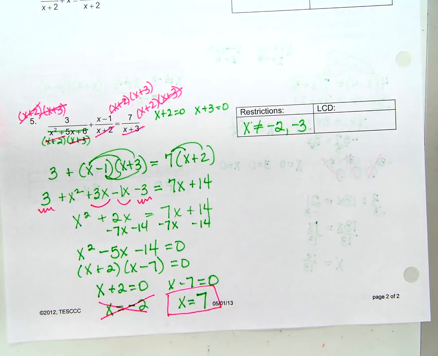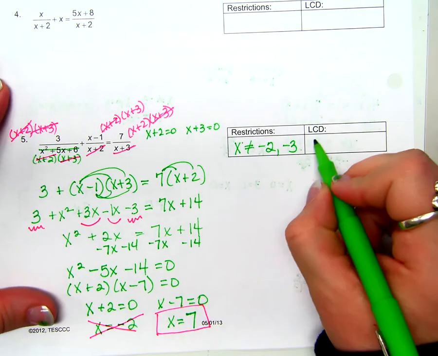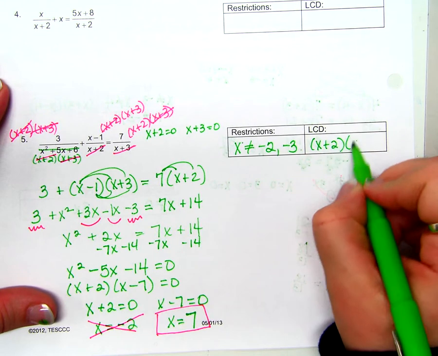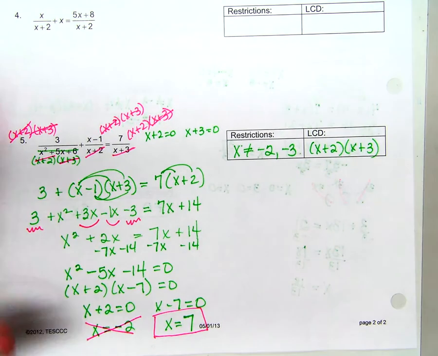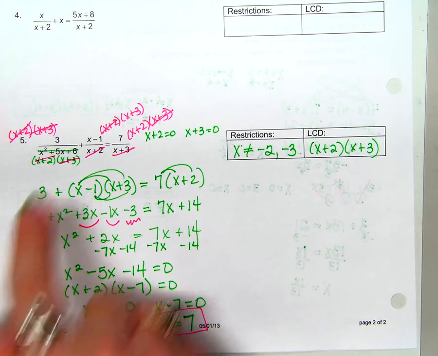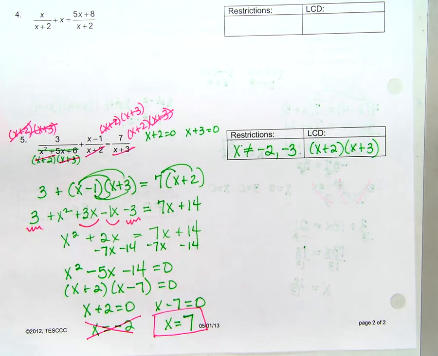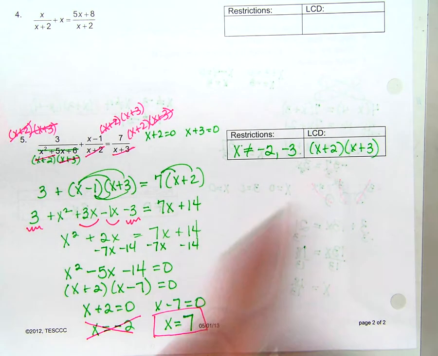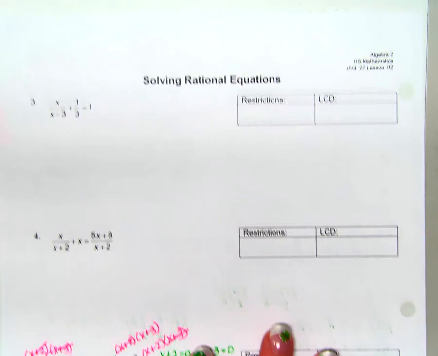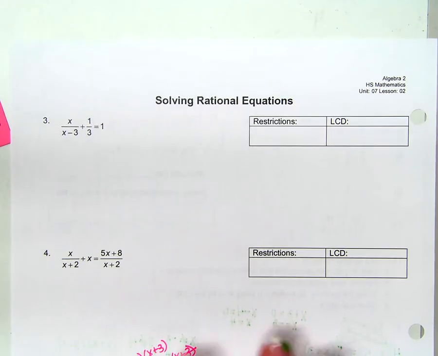We'll get there in just a second. Oh, good question. We actually already did the least common denominator. We just didn't write it in the box, right? What was the least common denominator? Very good. Yeah, that's what we multiplied each term by to get rid of the denominator. So that's my least common denominator. Okay? So you have two problems for homework tonight, number 3 and number 4.